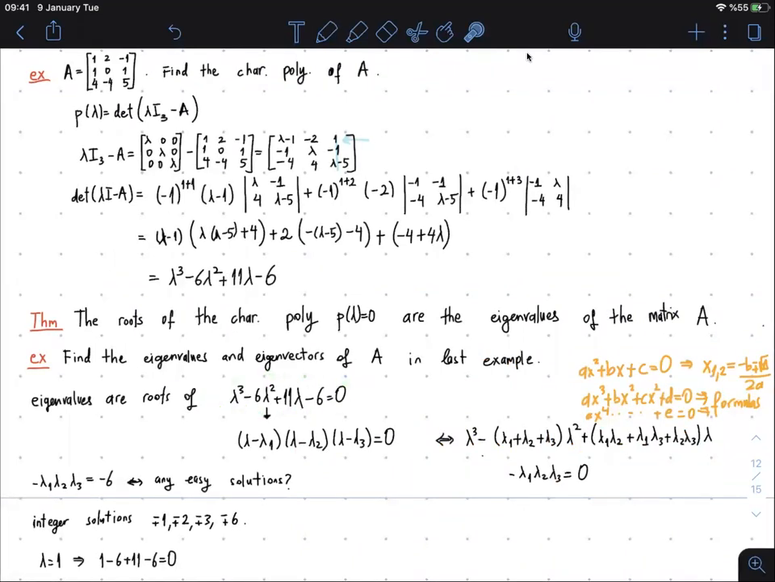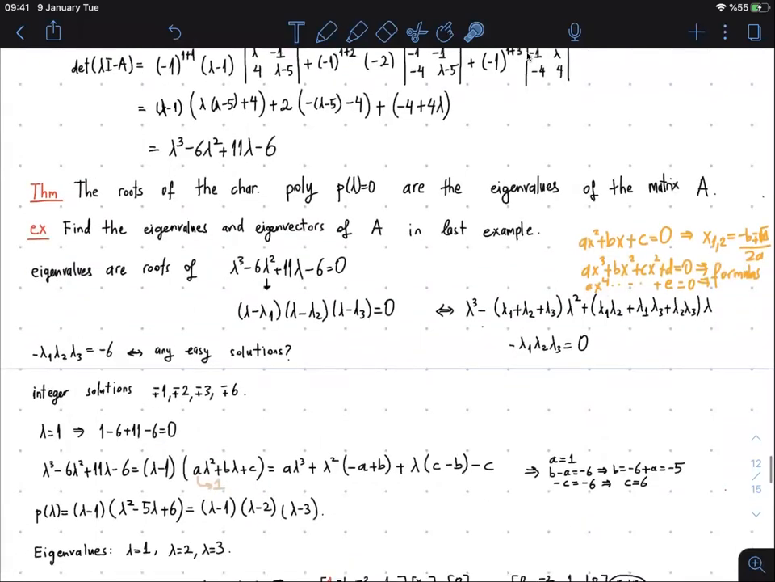For a polynomial like this, either we use some numerical algorithms to solve the roots, or we can do some inspection. For example, for this one, we know the product of roots is basically 6. So if we look for integer solutions by inspecting, we can see that lambda equals 1 satisfies this equation.